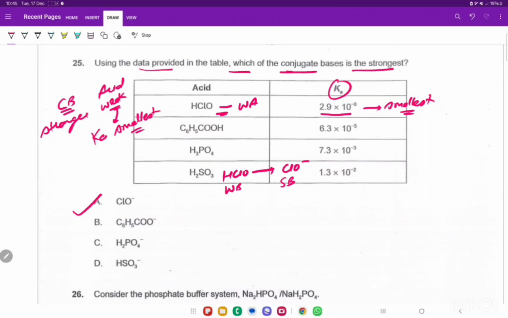It is Cl minus. Why? Because HCl is a weak acid and Cl minus is my strong conjugate base. A weak acid always forms a strong conjugate base. This is the concept.